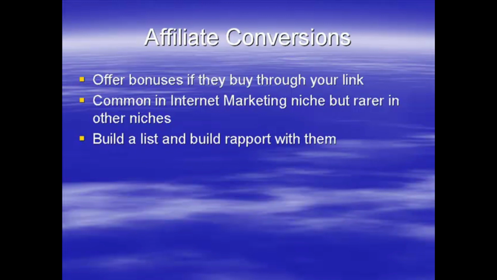Another thing to do is to build a list as an affiliate marketer. If you build a list and build rapport with them, you're going to find it a lot easier to sell affiliate products. Most marketers build lists, and if you have a good relationship with the list, when you recommend a product, a good percentage of them will buy because they trust you. If you've built a good rapport with them, and they know that you don't peddle rubbish and you're only going to recommend good products, you're going to have a much higher conversion rate.